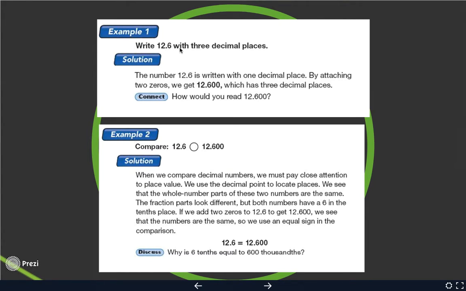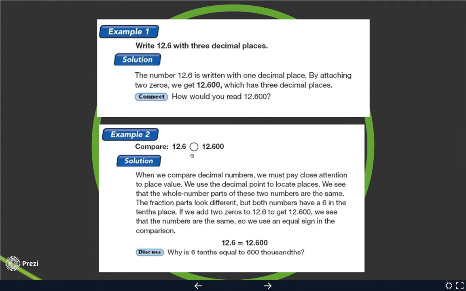If we add on zeros, you're really not adding anything on there. You're just showing that it goes to the thousandth spot. But it's still actually the same number, right? If you add nothing to something, you still get the same thing. The number 12.6 is written with 1 decimal place, and we want 3 decimal places, so we're going to move it down 1, 2, 3. And so what we get is 12.600, or 12 and 600 thousandths, and that has 3 decimal places.